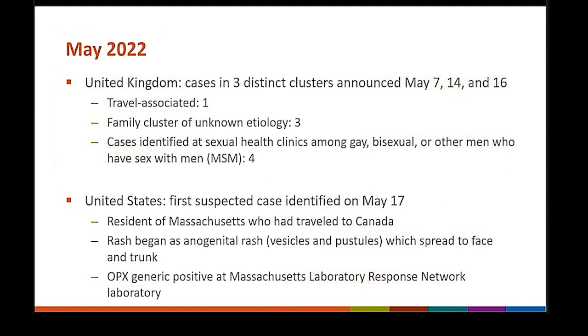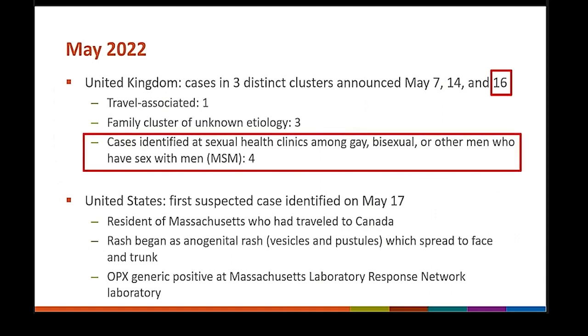Now, everything changed, though. In May of 2022, the United Kingdom had cases in three distinct clusters that they announced on May 7th, 14th, and 16th. The first one was a travel-associated case from a traveler. So again, it sounded like it was similar to some of the other cases that we have seen outside of the African continent since 2018.